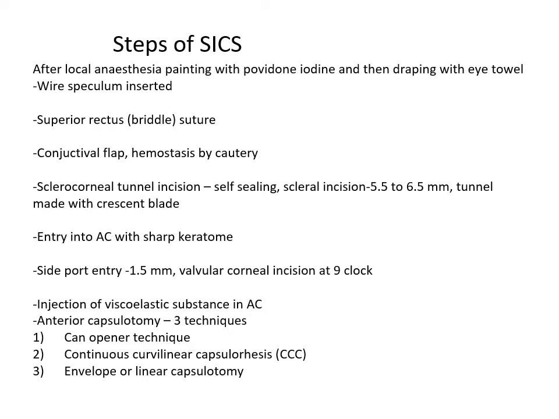Then hemostasis is achieved. The most important thing here is that we make the incision over the sclera, which is 5.5 to 6.5 mm in size. Then a three-planar, curved scleral incision is made with the help of a crescent knife. So this is a self-sealing incision. It does not require sutures for sealing. Then after the tunnel, we do the entry with the sharp keratome into the anterior chamber.